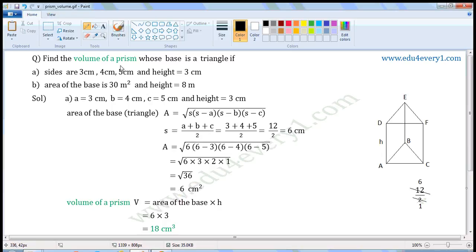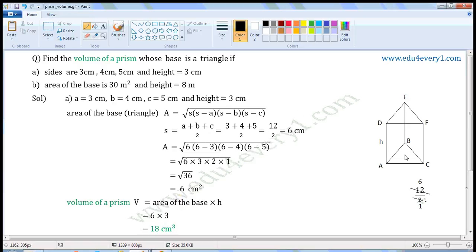Find the volume of a prism whose base is a triangle. First one, sides are 3 centimeters, 4 centimeters, 5 centimeters and height is equal to 3 centimeters. Second one, area of the base is 30 meters square and height is equal to 8 meters.